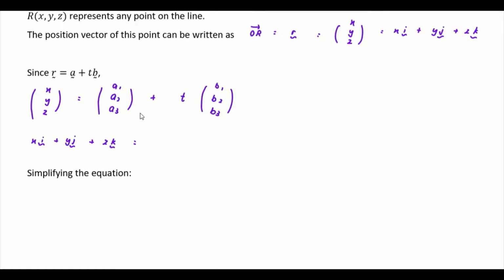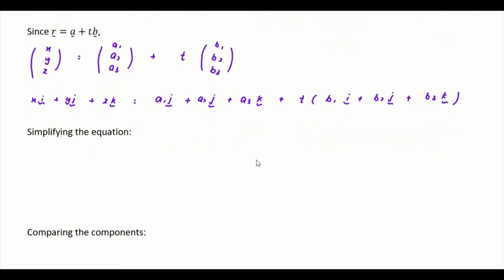Obviously you can see that the column vector is easier to see, and it's not so long because you don't need to repeat the letters ijk. But I'm just writing it to show you that they are actually the same thing. So a1i plus a2j plus a3k, and then plus t times b1i plus b2j plus b3k. After that, let us try to simplify the equation on the right hand side.